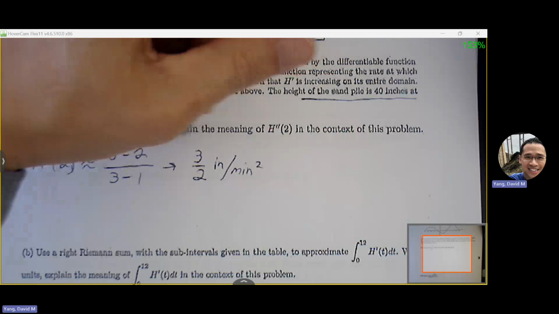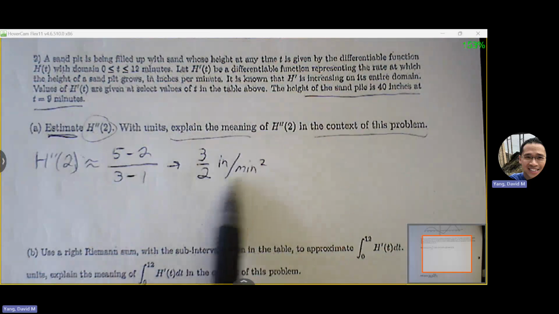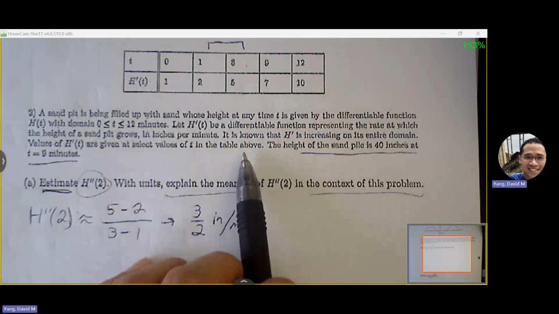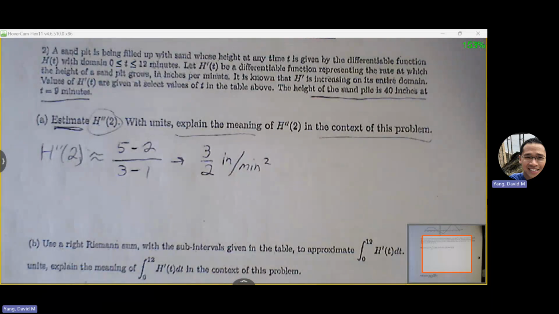It says, explain the meaning in the context of this problem. So with this inches per minute squared, we don't want to say acceleration. We don't want to say rate of a rate. We want to say that the rate of increase, or the rate of the sandpit height, is increasing, right? We want to be able to use that. If you see a second derivative, typically we want to be able to say rate is increasing or rate is decreasing, to use those words there.